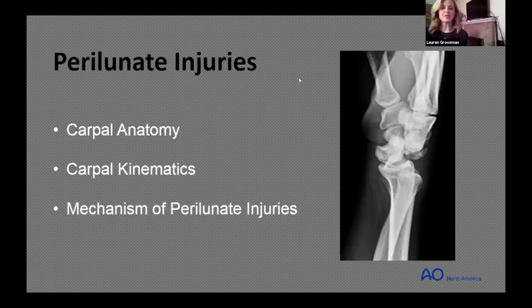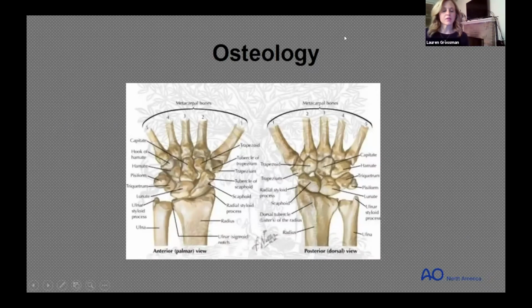Hi, so I've been charged to discuss carpal anatomy, carpal kinematics, and the mechanism of perilunate injuries. I'm going to start off with the carpal anatomy. You can see here the osteology, the 8 carpal bones and the long bones that surround it. You can see the inner workings between the carpal bones and how they really fit together quite well.